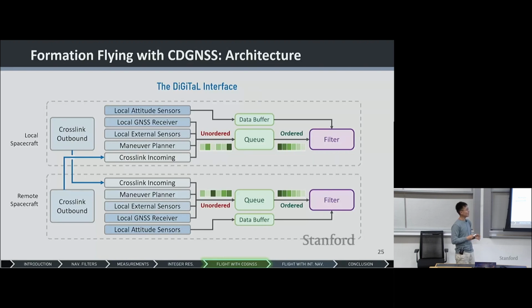So the interface actually helps to sort out what the timestamps of these packets are, and it also is responsible for triggering an emission of crosslink over to the other spacecraft. Because remember that in differential GNSS, its neighbor needs to know what its measurements are so that they can do the error cancellations.